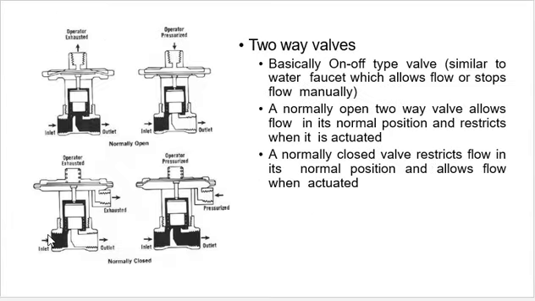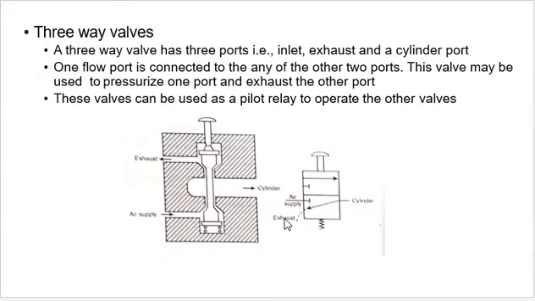Then two-way valves, basically an on-off type of valve, similar to a water tap, which allows flow or stops flow manually. A normally open two-way valve allows flow in its normal position and restricts when it is actuated. A normally closed valve restricts flow in its normal position and allows flow when it is actuated. It is called a two-way valve.